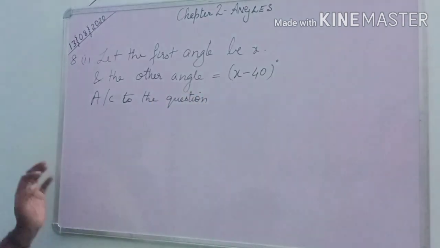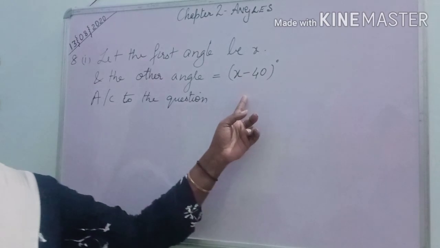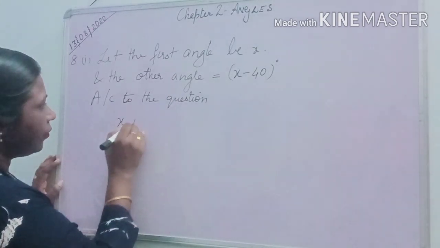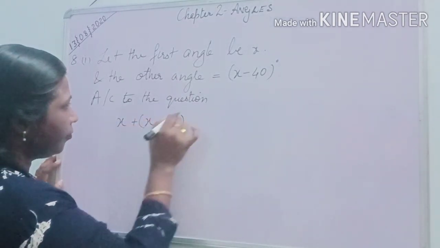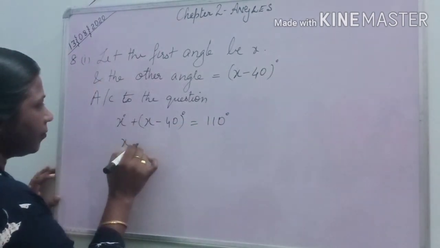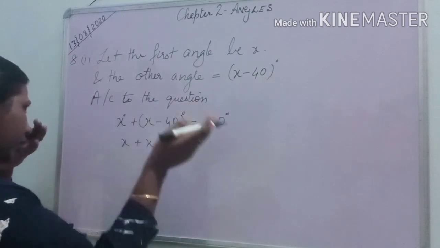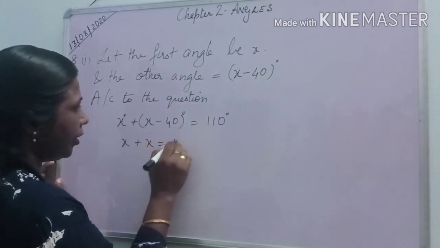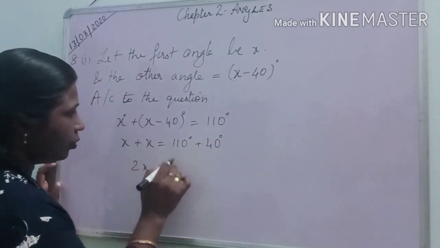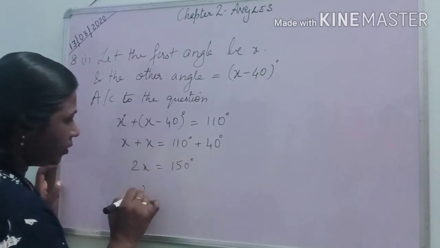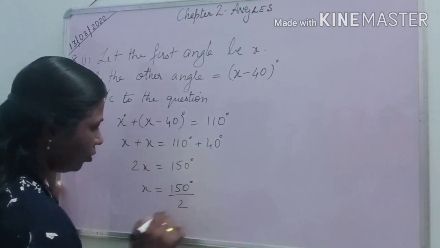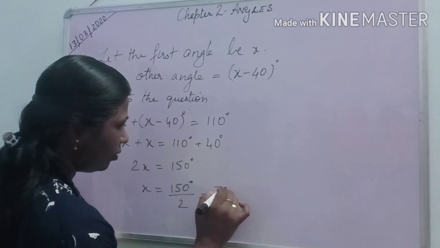Now according to the question, the sum of the adjacent angles is equal to 110 degrees. So we have x plus x minus 40 degrees is equal to 110 degrees. So it will become x plus x, this 40 degrees will go that side, is equal to 110 plus 40 degrees. So it will become 2x is equal to 150 degrees, x is equal to 150 degrees upon 2, that is equal to 75 degrees.